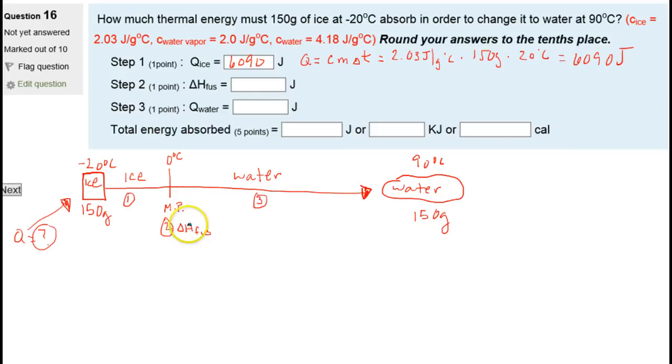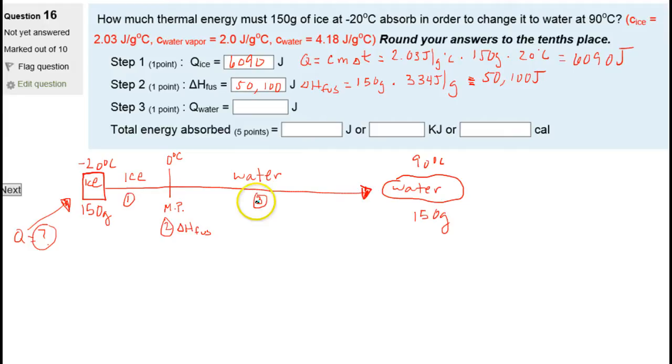In step 2, what we need to find is the heat of fusion. To get the heat of fusion, we take the mass of this substance, which is 150 grams, and we multiply it by the heat of fusion of water, which is 334 joules per gram. Once again, because the ice here is absorbing thermal energy, we will have a positive heat of fusion here. So take 150 times 334, and you will get 50,100. So we'll put that here.